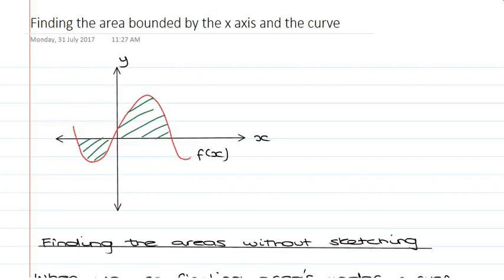In this video, we're going to be looking at finding the area bounded by the curve and the x-axis. However, in previous examples, we've always had a sketch of the graph. In this video, we're going to look at the scenario where we don't have the sketch of the graph.